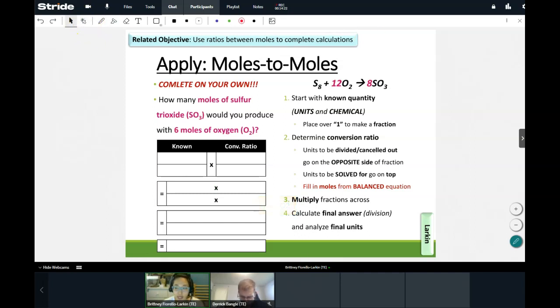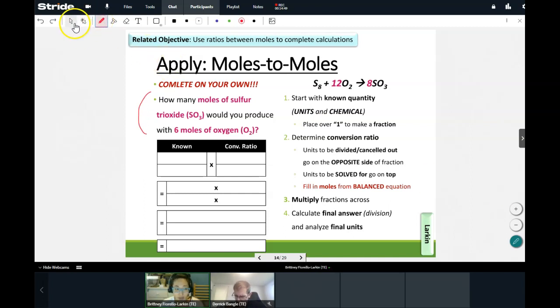All right, so this one is a complete on your own. I'm going to help you annotate and set up the equation though. So the question is, how many moles of sulfur trioxide, SO3, would you produce with 6 moles of oxygen, O2? Here's our equation here. We have sulfur plus oxygen giving us sulfur trioxide over here on the right. What am I starting with? What do I know? Give me a number, unit, and chemical. Where do you see a number? And then include its units and chemical. Tell me in the chat.